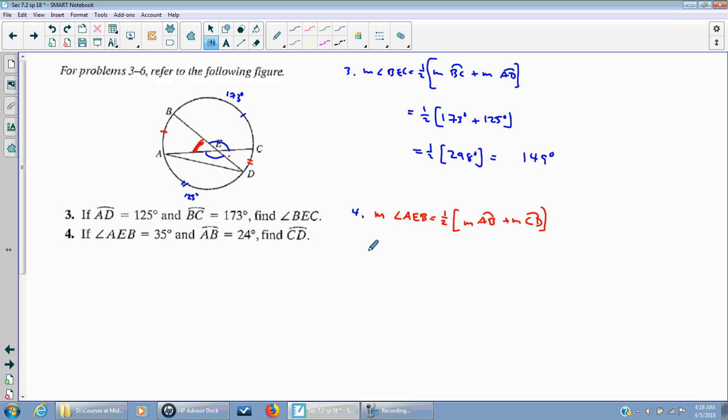Plug in the numbers we know. So 35 degrees is 1/2 of AB, 24 degrees, plus, well, I don't know what the measure of CD is. Okay. So this is a simple little algebra 1 thing here. I'm going to multiply both sides by 2 to cancel off this fraction because I don't like fractions. 2 times 35, 70 degrees. The 2 and the 1/2 cancel.